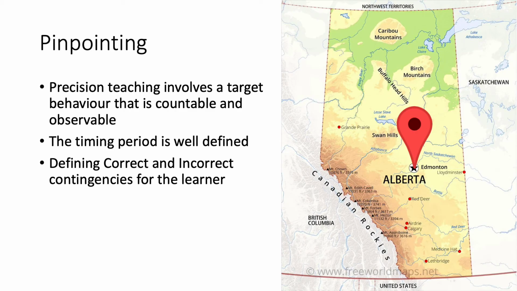And in order to design this program, we had to pinpoint the exact behaviors that we wanted all the class to learn. So precision teaching involves a target behavior that's countable and observable. In this one, saying the names of the provinces and their capitals on the flashcards. The timing period is well defined, so you all will have 30 seconds to do your timings, and defining the correct and incorrect contingencies for the learner. So when you get a correct card, you're going to place it in a pile of the other correct cards, and when you get an incorrect card, you're going to put it in a separate pile to do your error correction.